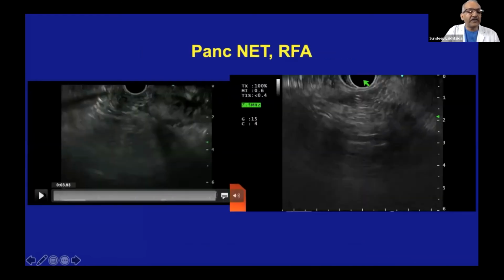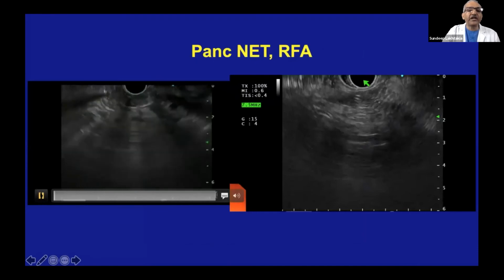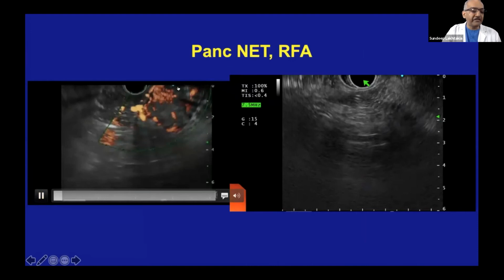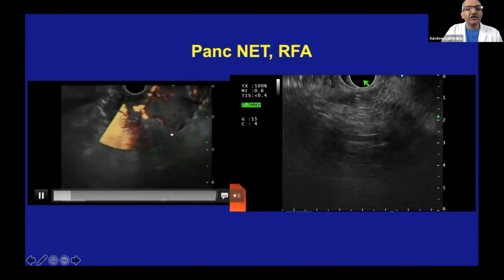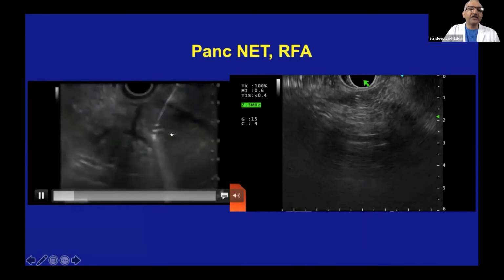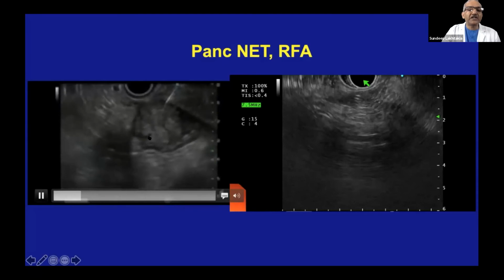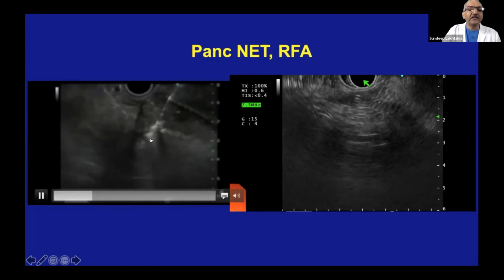Let me show some more examples of pancreatic neuroendocrine tumor undergoing RFA. This is a head lesion, a large one, very, very vascular as you can see here. The scope is in short position because the needle is a little thick. So here it comes. And we start from the far end of the lesion. We're using a 1 centimeter probe, which can be seen very nicely.